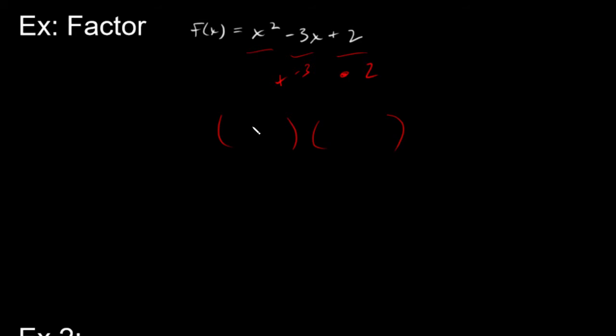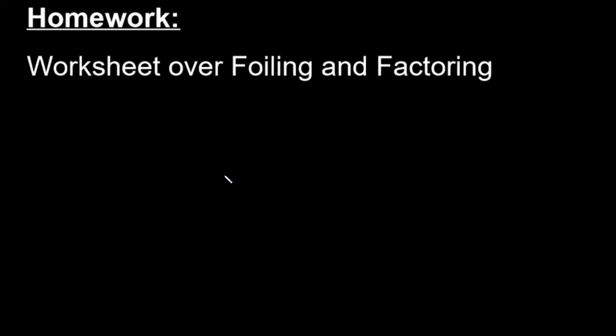But this is basically the gist of what we're doing today, is recalling how to do this. So you'd think of what two numbers multiply to give you +2 and add to give you -3, and that would be a -2 and a -1. Those two numbers will multiply to give you a +2 and add to give you a -3. And so you factor like this, and that's basically it. That's all we're doing today. And your homework will be a worksheet that'll be posted online.